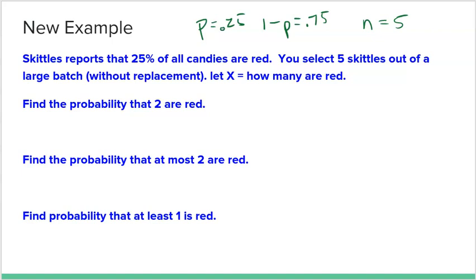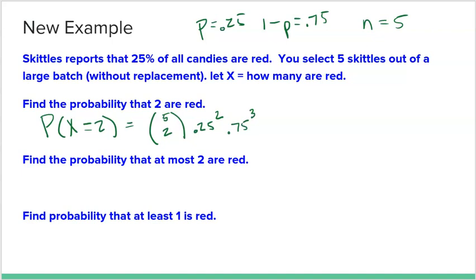All right, find the probability that there are 2 red. Let's first show proper notation. You always got to show proper notation. 2 red. All right, 5 choose 2. That's nothing more than a mathematical notation for how many different combinations you could have of 2 successes out of 5. I need 0.25 raised to the second. Those are my 2 reds. I need 0.75 raised to the 3.